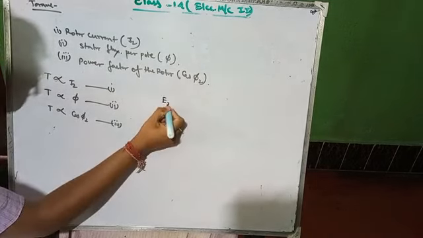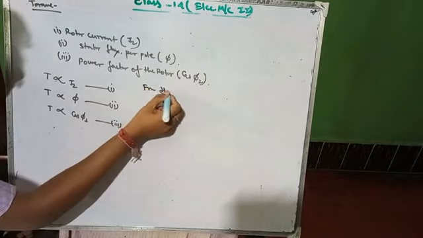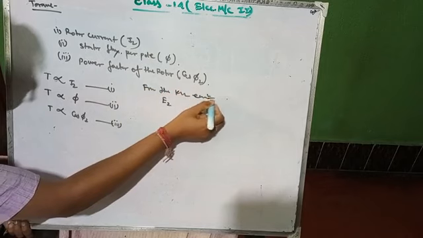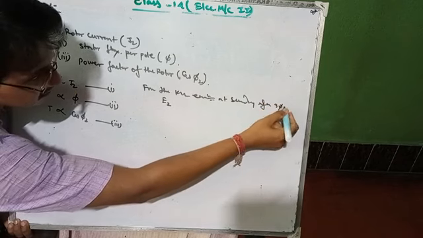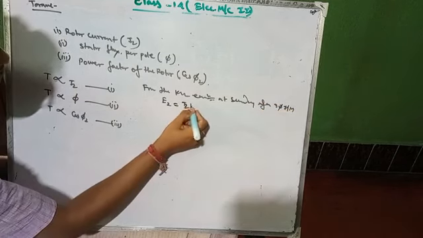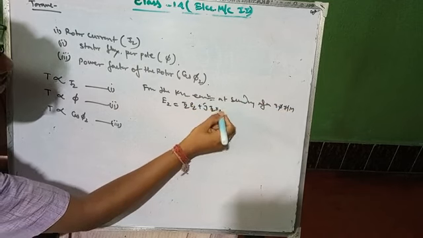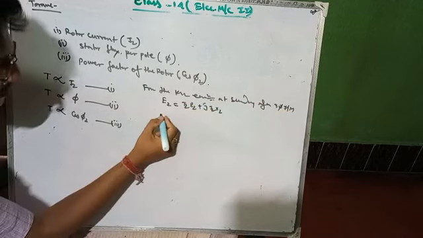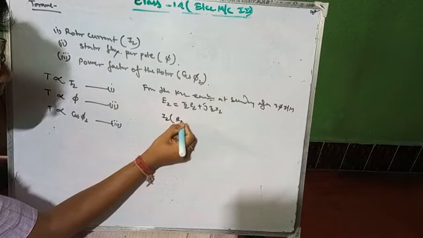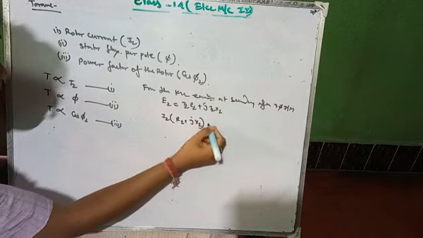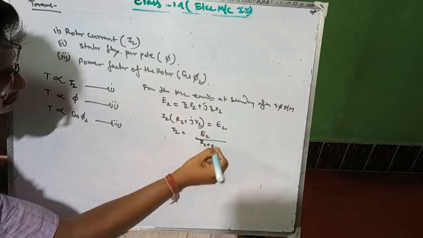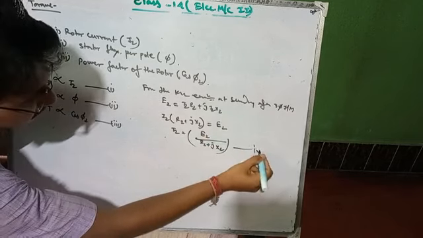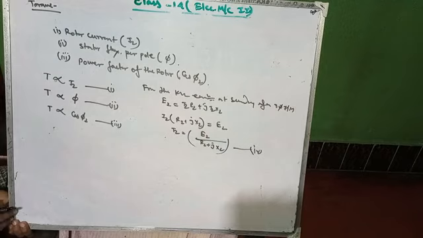So from the KVL equation at the secondary of a three-phase induction motor, E2 equals I2R2 plus jI2X2, right? Take I2 common, R2 plus jX2, so that equals E2. So I2 equals nothing but E2 by R2 plus jX2. Okay, make it equation number 4. So now I am finding I2.